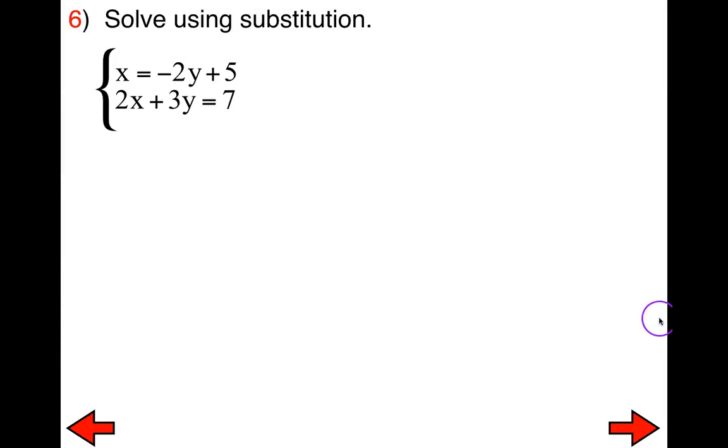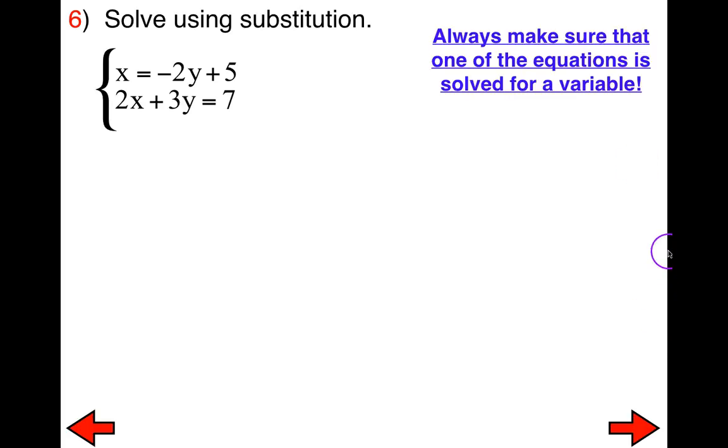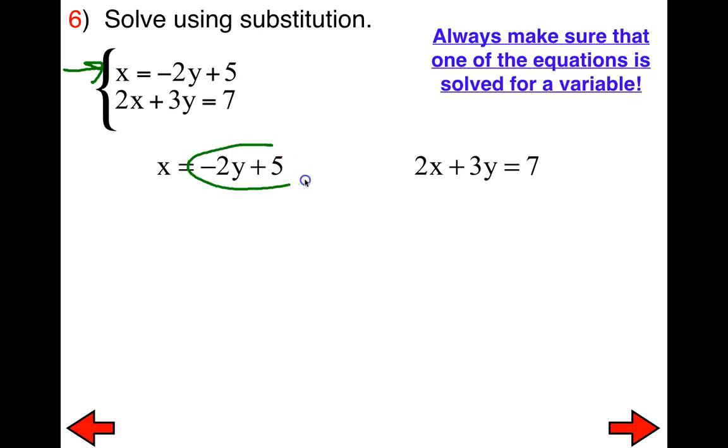Now what I'd like you to do is pause the video and try number 6 on your own and see how well you do. Okay, so hopefully you checked to see that at least one of the equations has a variable that's solved for, and you recognize that this equation here has x solved for. So you're going to take this value of negative 2y plus 5 and substitute it in for this x value here.